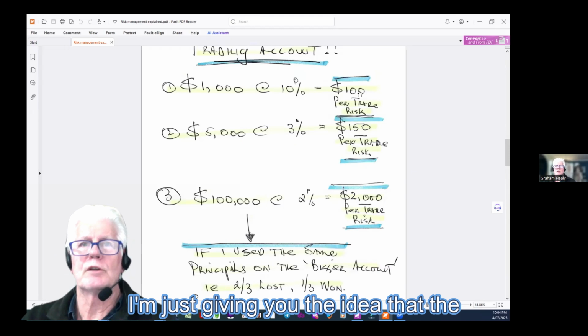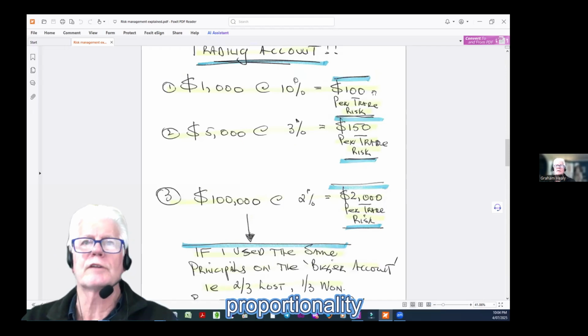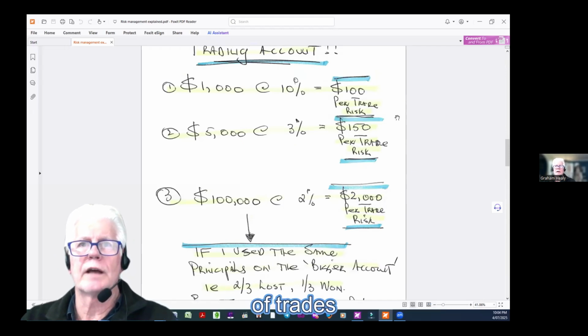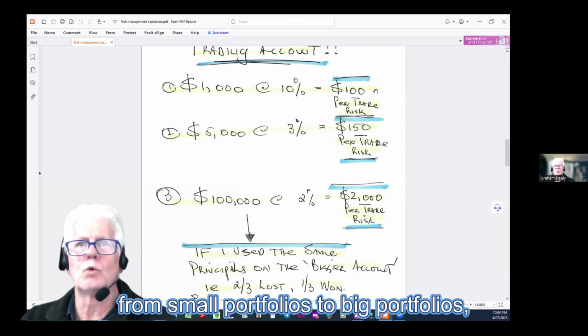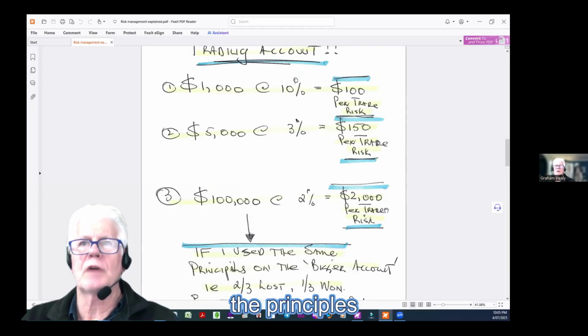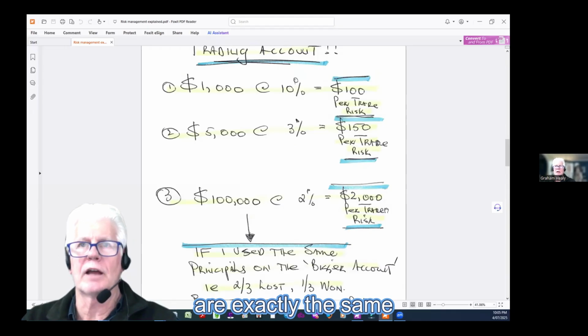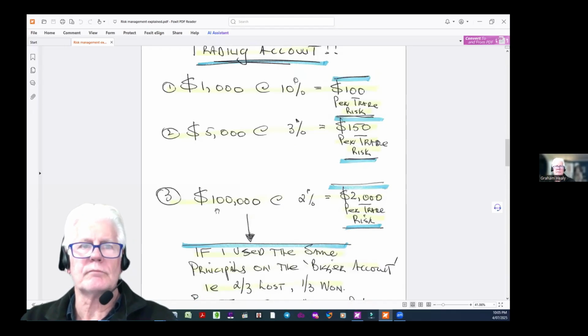But I'm just giving you the idea that the proportionality of trades from small portfolios to big portfolios, the principles are exactly the same to keep it asymmetrical risk. So here we go here.